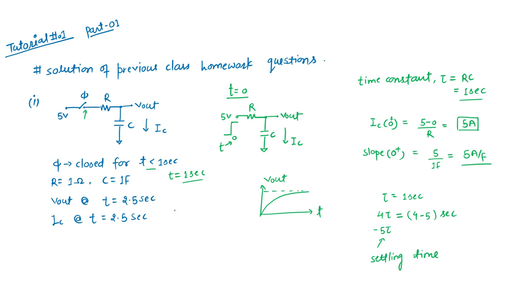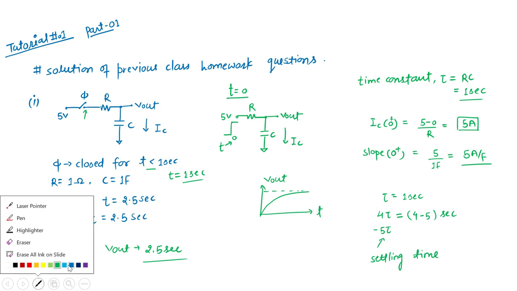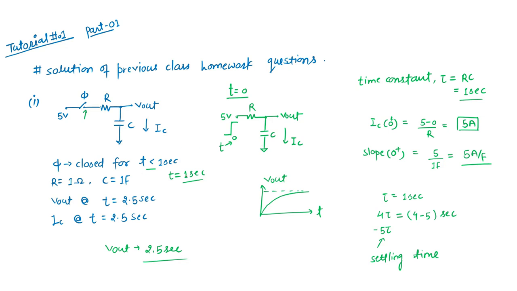But what I'm asking is the V out value at 2.5 seconds. So what is happening? Actually, my time constant is 1 second here, and I am also opening my switch at 1 second. So better to say it is at t equal to 1 second. Somewhere here I have reached, and after that we are opening the switch. So what will happen after the opening?